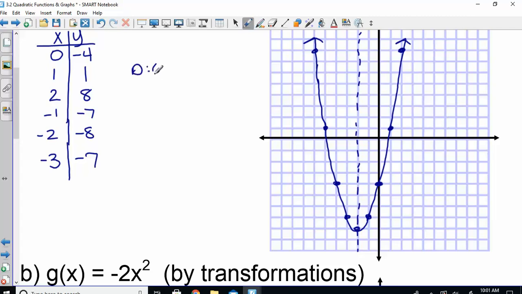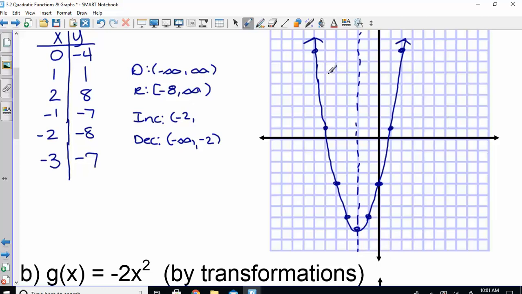What's the domain of this? What's the range? I didn't ask it on this one, but I could ask you, where is this increasing and decreasing? We were doing that on the last test. This one, does it start off increasing or decreasing? Decreasing, coming from negative infinity. Stopping, you always give me the x value, so stopping at negative 2. And then beginning at negative 2, it's increasing forever. So I could have asked those questions.